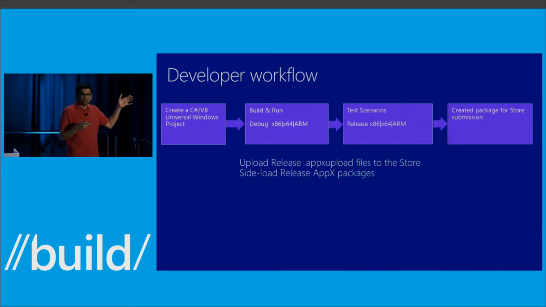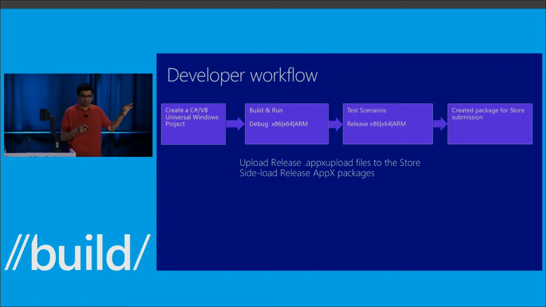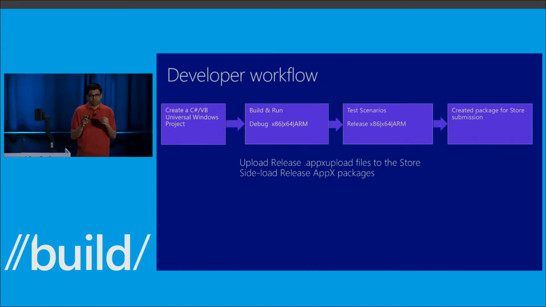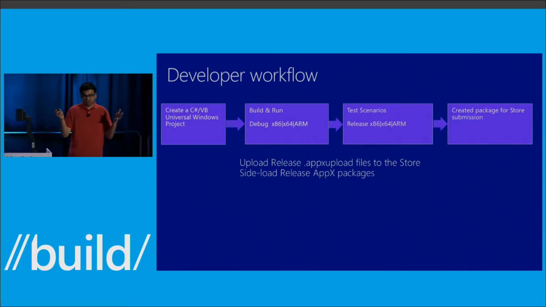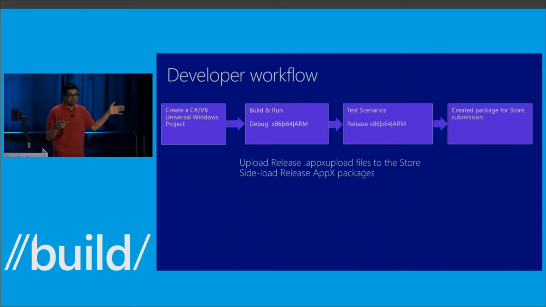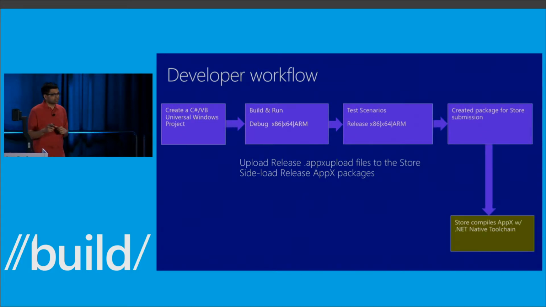There is some knowledge that you need to have here, which we'll talk about in a later part of the section. But generally, your workflow is the same. You'd continue to upload the Apex upload files to the store that contain various architectures, and you would continue to sideload if you're an enterprise customer. And as you guys heard, we did a lot of work to make sideloading a lot easier in Windows 10. You'd continue to use the Apex package to sideload to the right device in an enterprise scenario.